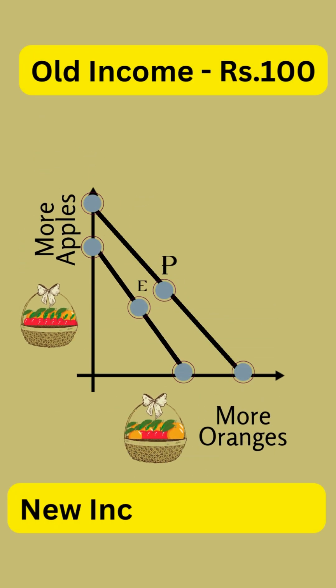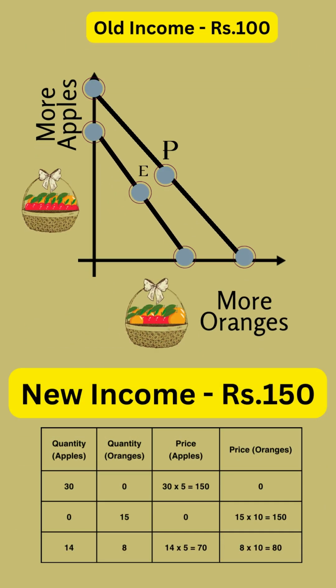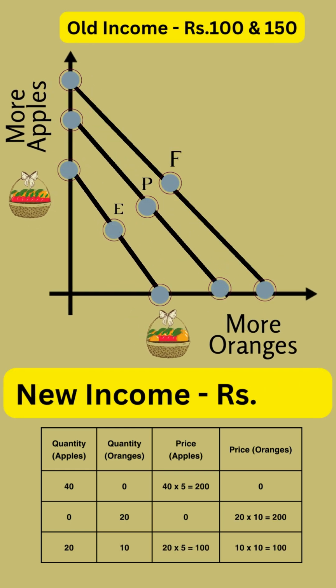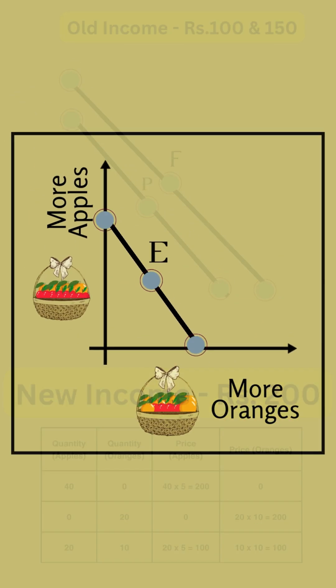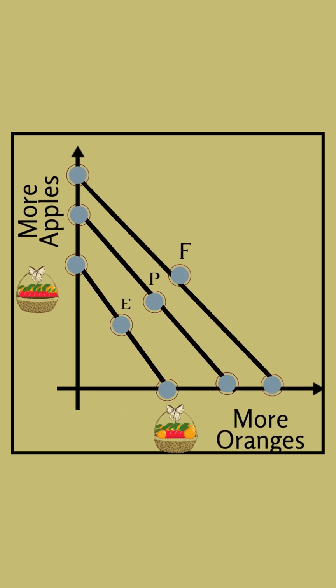If your income increases to 150 rupees, your budget line shifts outward. You can now buy 14 apples and 8 oranges. If your income increases further to 200 rupees, you can buy 20 apples and 10 oranges. So, the income effect helps explain how your income affects what you buy.